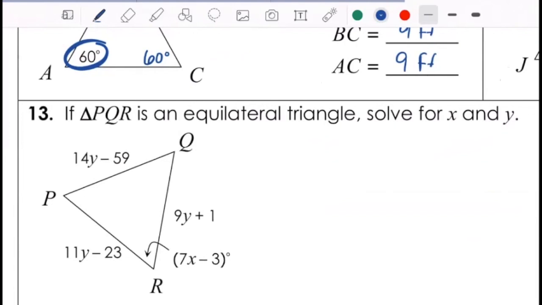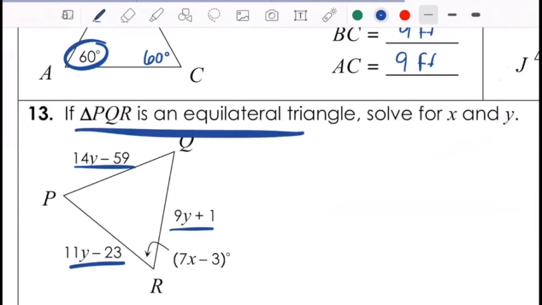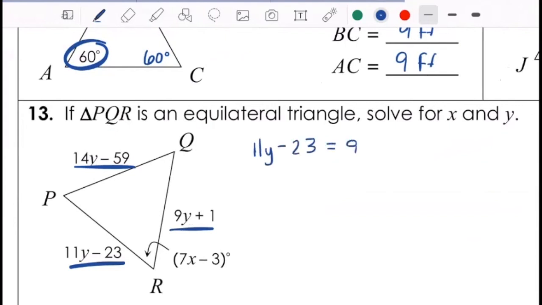Okay, so they've got a lot going on. So we've done this part already where we can just pick any side we want and set it equal to one another. So let's get that out of the way. We know it's equilateral. They told us in the problem it's an equilateral. We're going to just roll with it. So I'm going to pick 11y minus 23 equals 9y plus 1.